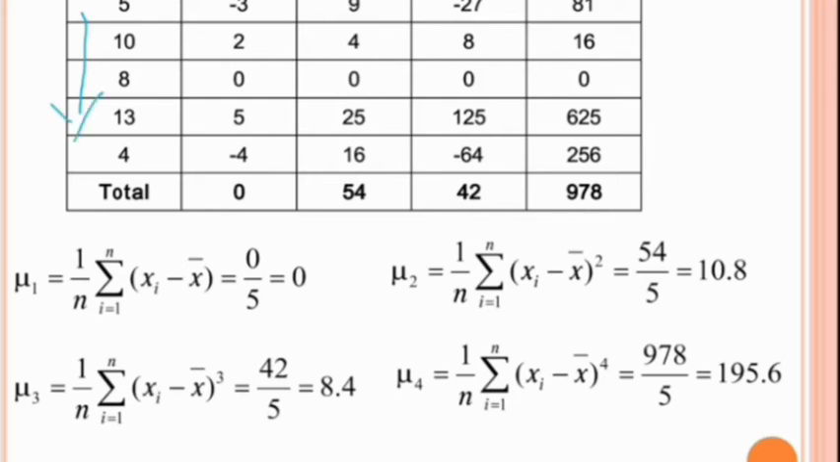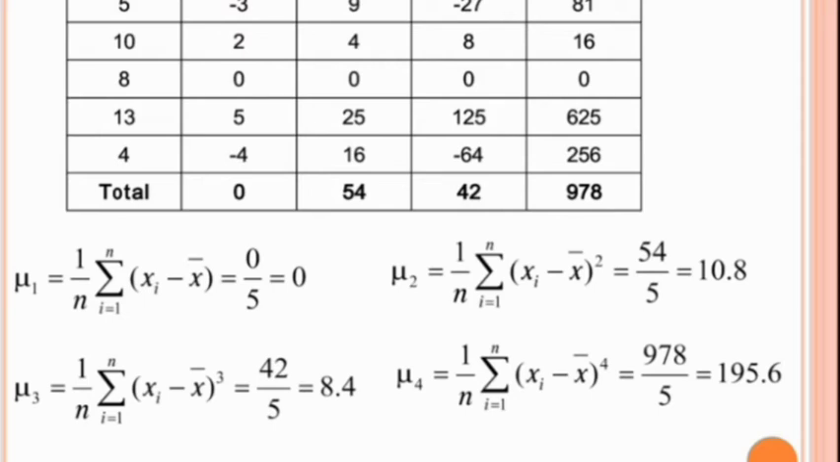Now we will subtract the mean from these. So our mean was what? 8. So 5 minus 8, that is minus 3. 10 minus 8, that is 2. 8 minus 8, that is 0. We will do this for all and we will add it. You get your answer as 0.